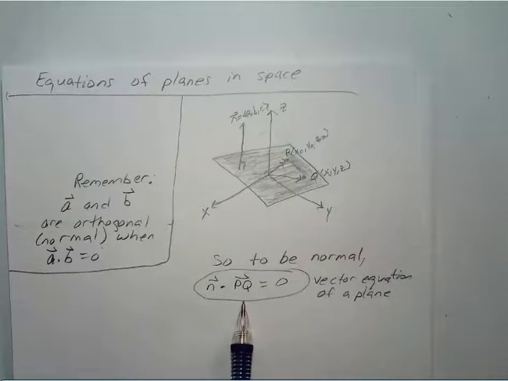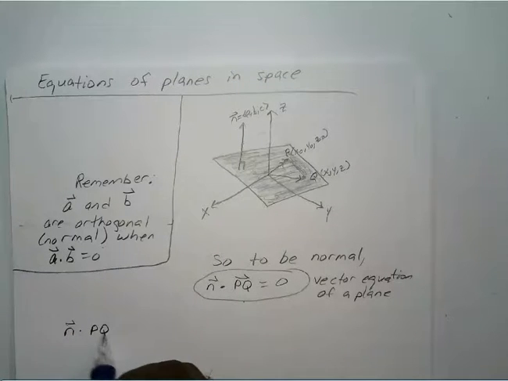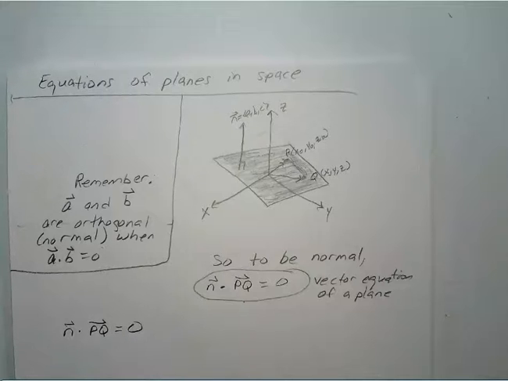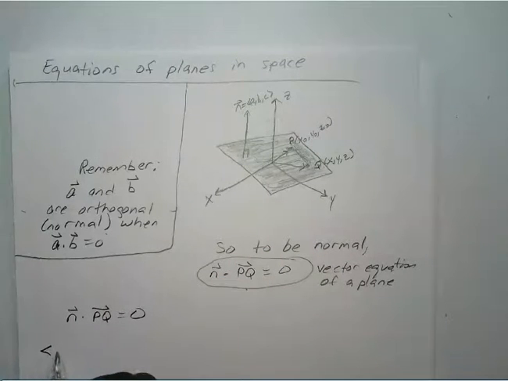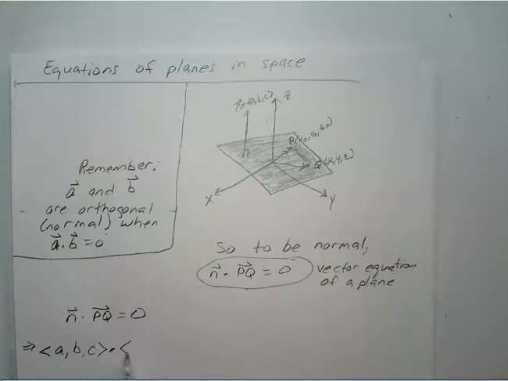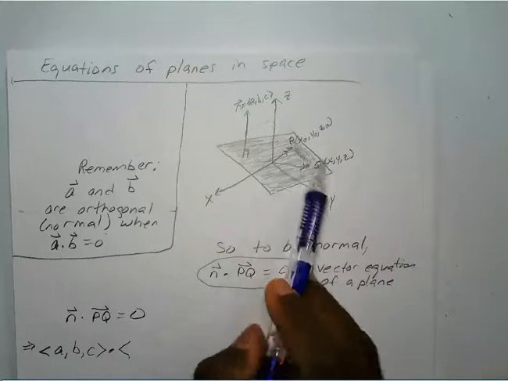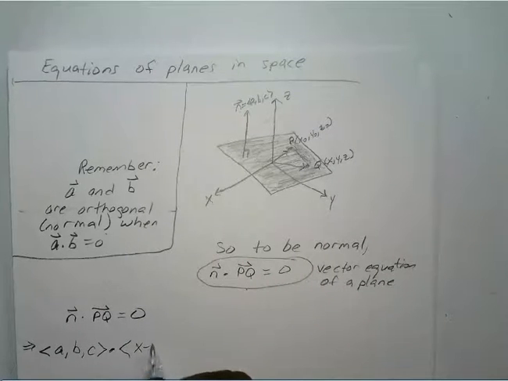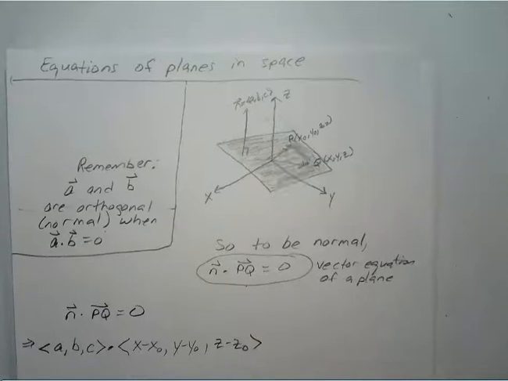Now we don't have to work with that one. We're actually going to take this one and make it a little simpler to work with. So if the dot product of the n vector and the directed line segment from P to Q equals 0, we know that our normal vector is equal to a, b, c. And remember, from P to Q, we don't have a vector name for that one, so we're just going to calculate it: x minus x0, y minus y0, and z minus z0.